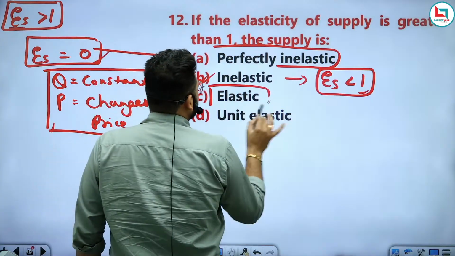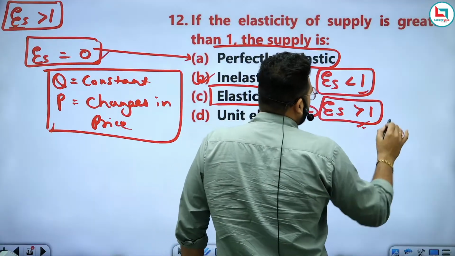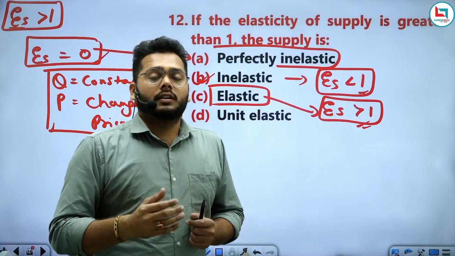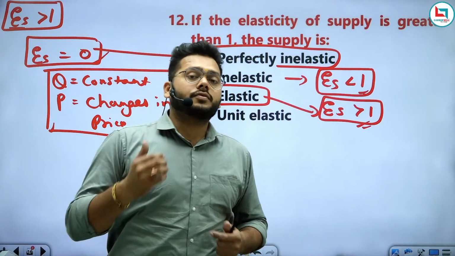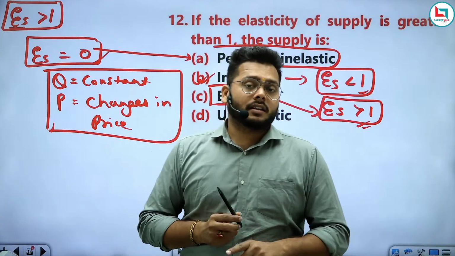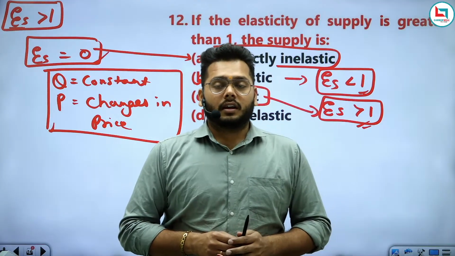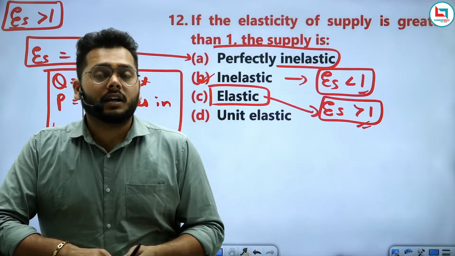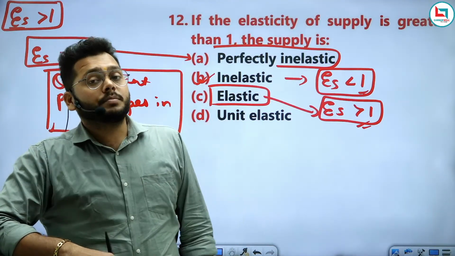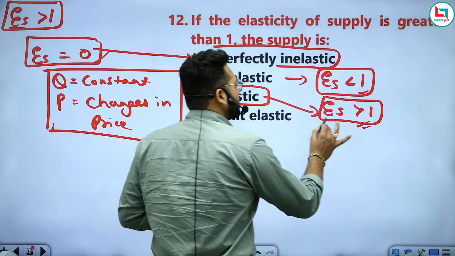Now what does elastic mean? Elastic means just the opposite. When ES is greater than 1, it means the percentage change in quantity is more and the percentage change in price is less. Let's say the price changes by 10%, but due to the change in price, the quantity supplied by the producer changes by 30%. So this means there is a larger percentage change in the quantity supplied by the producer. So this will be the situation as ES is greater than 1.